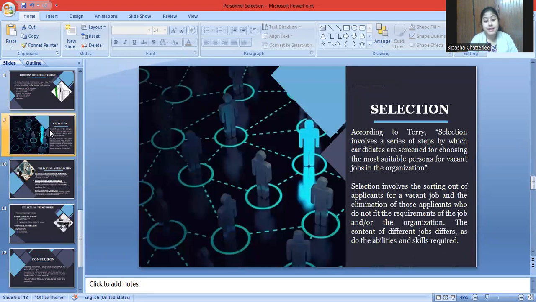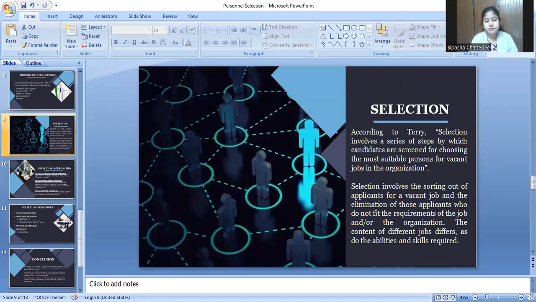So next, the next step of personnel selection is the selection process. Selection is basically where the organization is examining the applicants, examining the candidates with regard to their suitability for that particular job. Choosing the best from the whole lot and rejecting others.